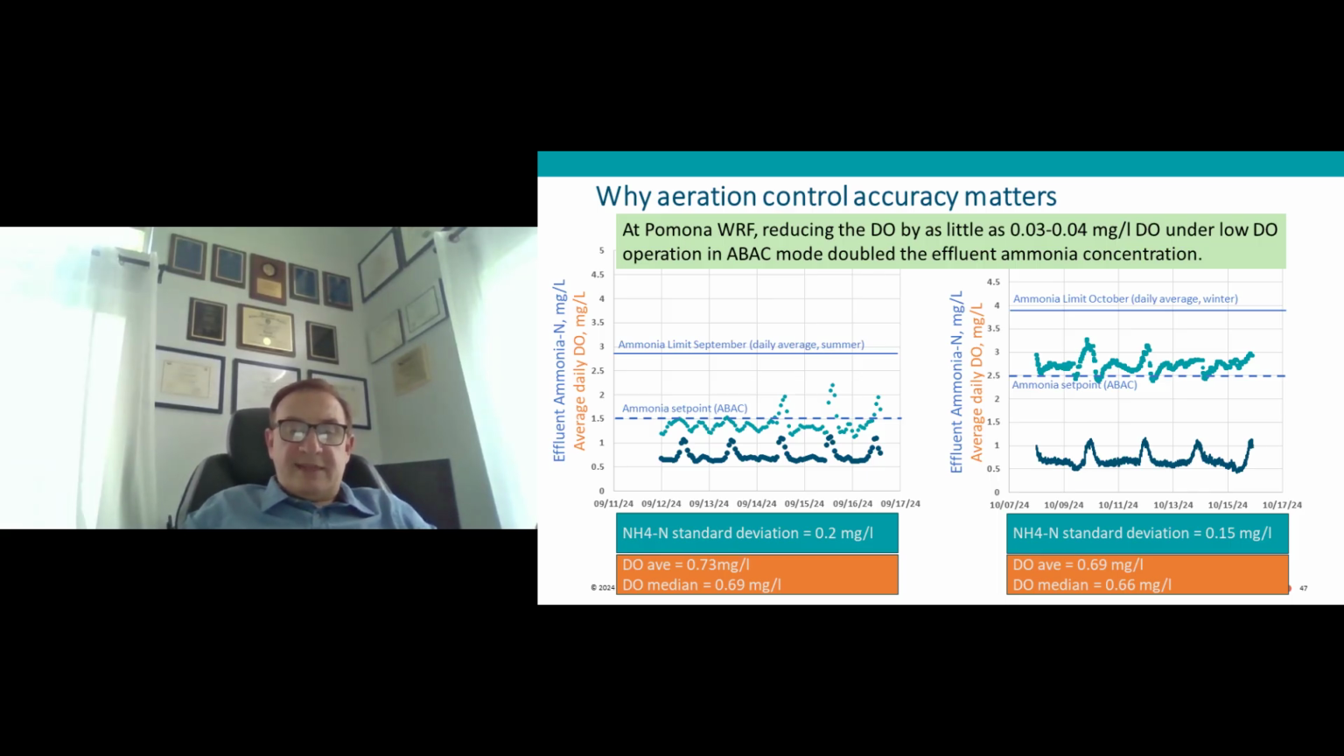So in September, it was slightly above. In October, it became slightly below. The control, as you can see, became a little more tight with a standard deviation of 0.15 milligram per liter. What was most surprising to us is the fact that just a 300 to 400 milligram per liter difference in DO under low DO operation doubled effluent ammonia concentration. As you can see, in September it was around 1.4. In October, it became 2.6, 2.7.